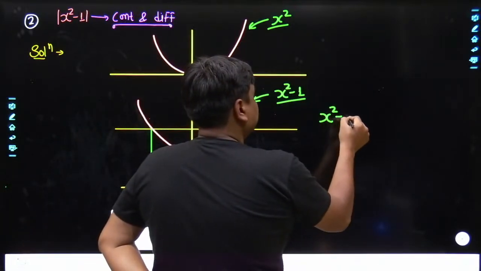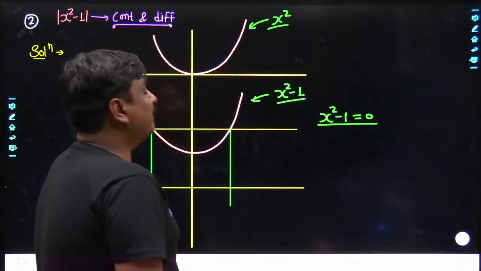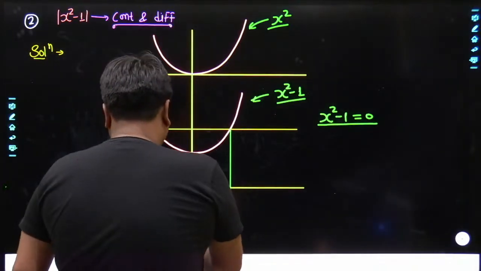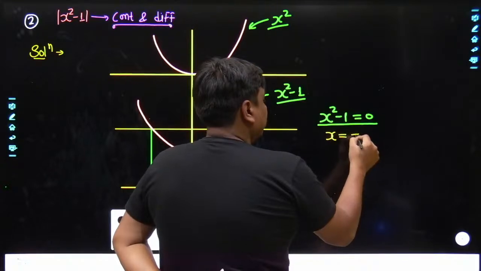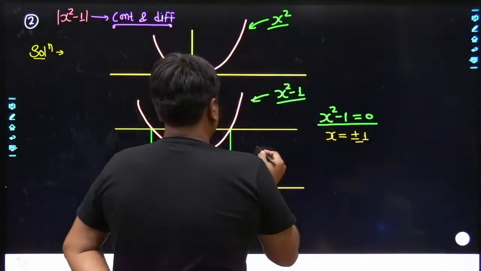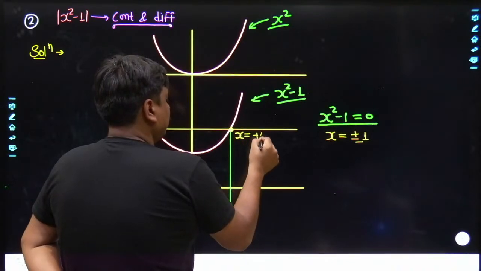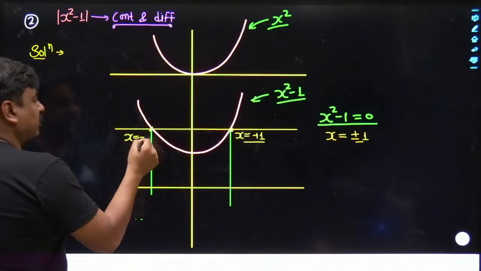So what we do, I would be comparing x square minus 1 with 0. May I know what are the possible real values of x where x square minus 1 would become 0? Obviously, the points are x equals plus 1 or minus 1. So here this intersection point would be at x equals plus 1 and this intersection point would be at x equals minus 1.